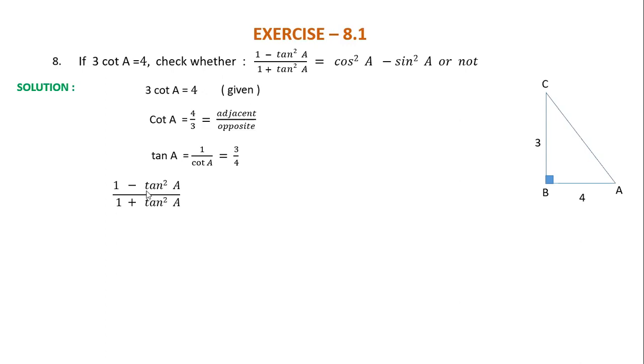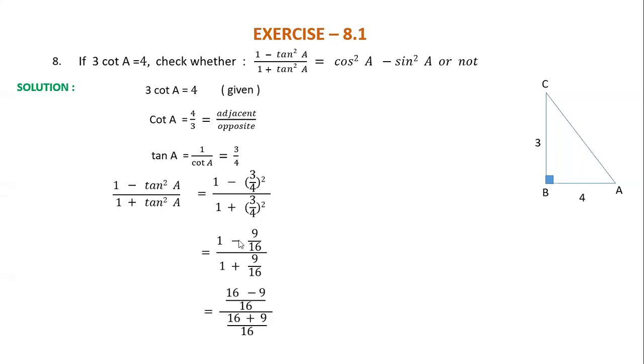So 1 minus tan square A upon 1 plus tan square A will be 1 minus 3 upon 4 whole square upon 1 plus 3 upon 4 whole square, which is 1 minus 9 upon 16, 1 plus 9 upon 16. Okay, I hope you understand this. 3 square is 9, 4 square is 16. Now take the LCM of the numerator and denominator separately. 16 minus 9 upon 16, 16 plus 9 upon 16, which is 7 upon 16 divided by 25 upon 16. That is 7 upon 16 into 16 upon 25. These two cancel. Therefore, your answer is 7 upon 25.